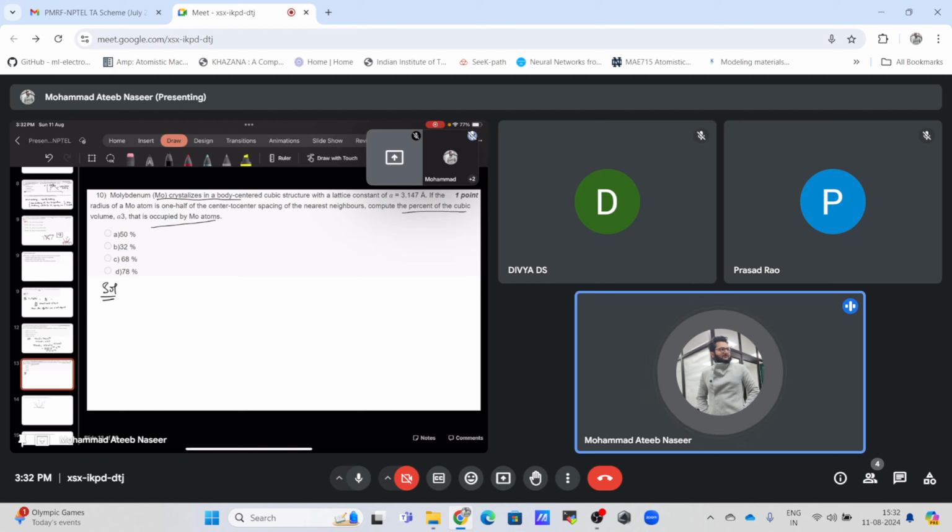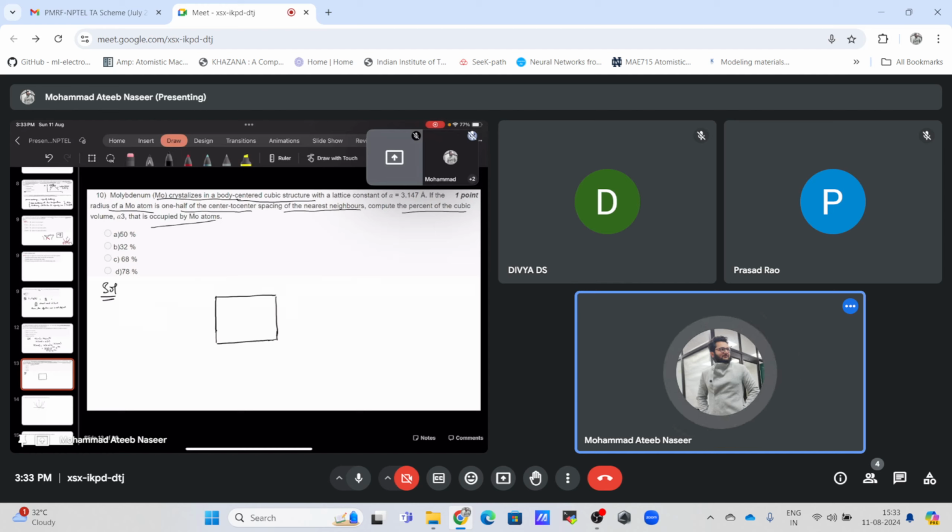It has been given to us, it is a body centered cubic structure. So there will in general be two atoms of this molybdenum present in this cubic unit cell. However, let's draw this cube first, because we need to find the radius of the molybdenum atom, which is given to be equal to half of the center to center spacing of the nearest neighbors.